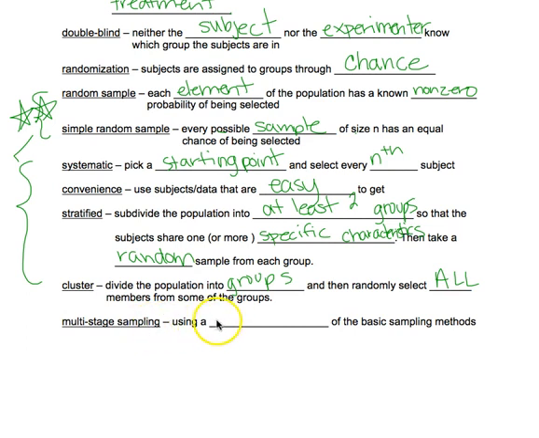Multi-stage sampling is when we are using a combination of the basic sampling methods. So that actually happens a lot with stratified and cluster. So we might have multi-stage in that, okay, I'm going to do stratified, and once I've divided into the 4 groups, I'm just going to select every second person in alphabetical order, for instance. So you could have something that's stratified and systematic, for instance, if it were multi-stage.